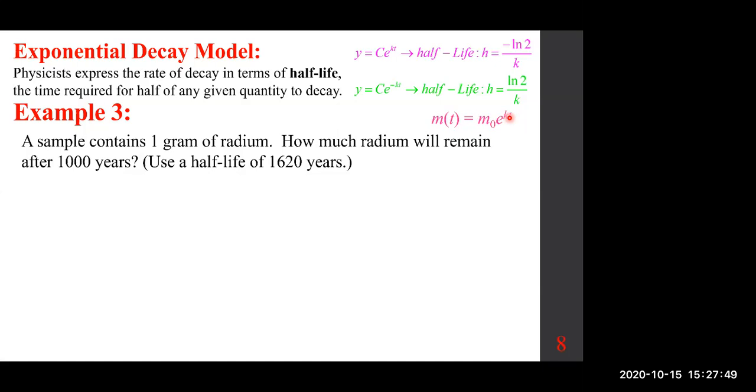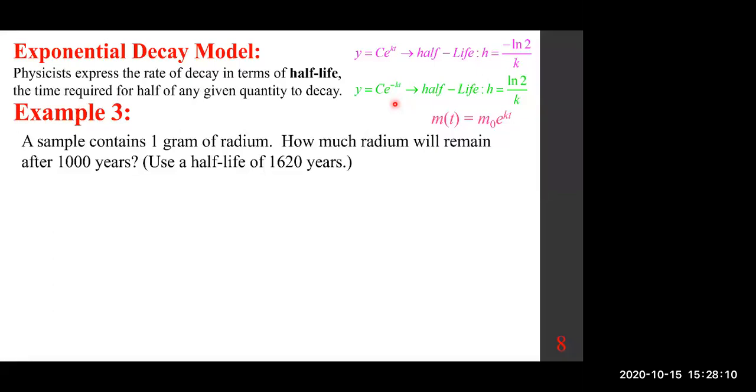Again, if you're using this for exponential growth, k will end up being positive. For decay, k will end up being negative. If you're using this one, you're using it only for exponential decay, and you put the positive k here because the negative sign is given to you.